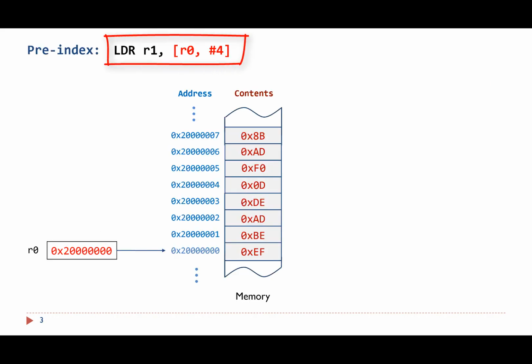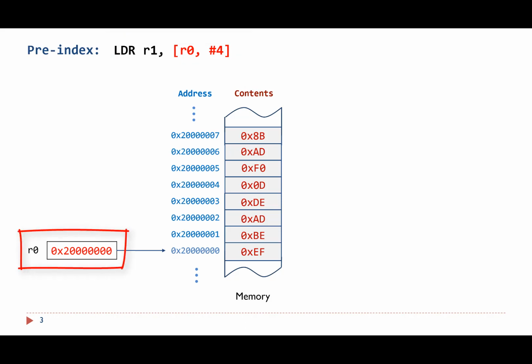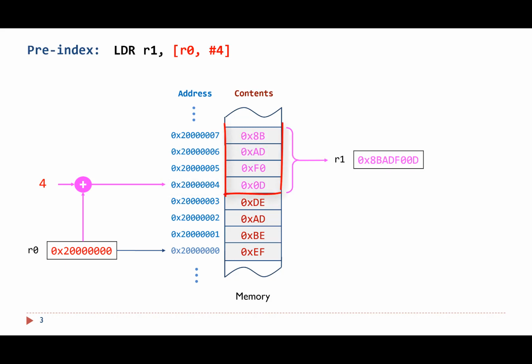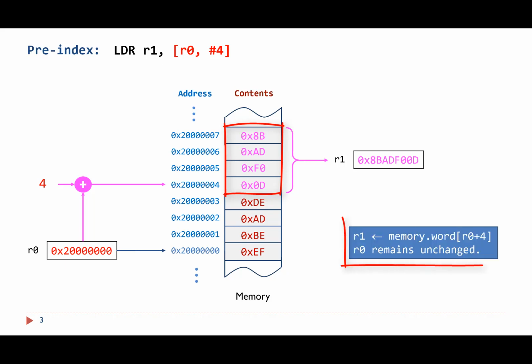This gives an example of a pre-index. Suppose register R0 holds the memory address 20000 in hex. The target memory address equals the base memory address plus the offset 4. Then, we read the word from the target memory address. The value of register R0 remains unchanged. This is a summary of the pre-index operations.